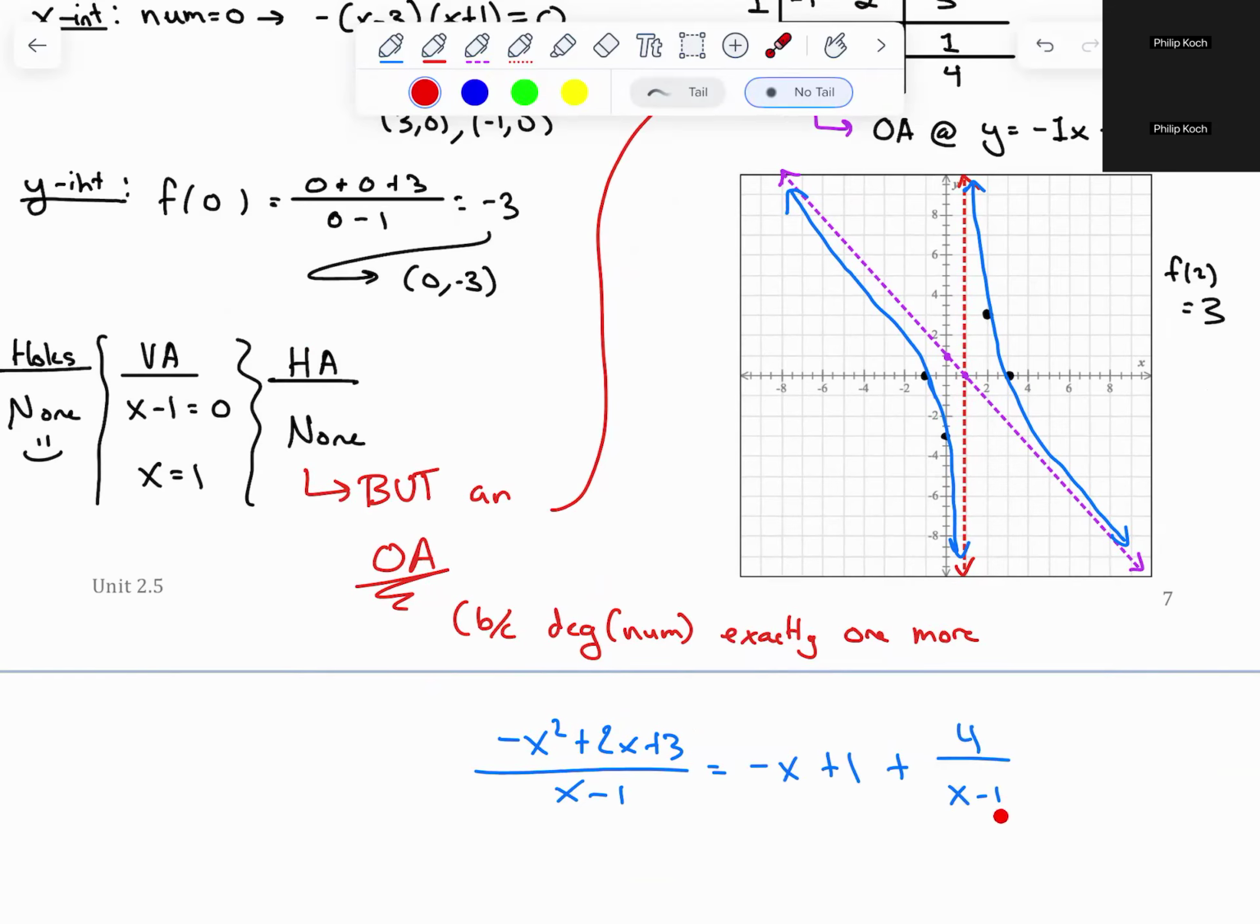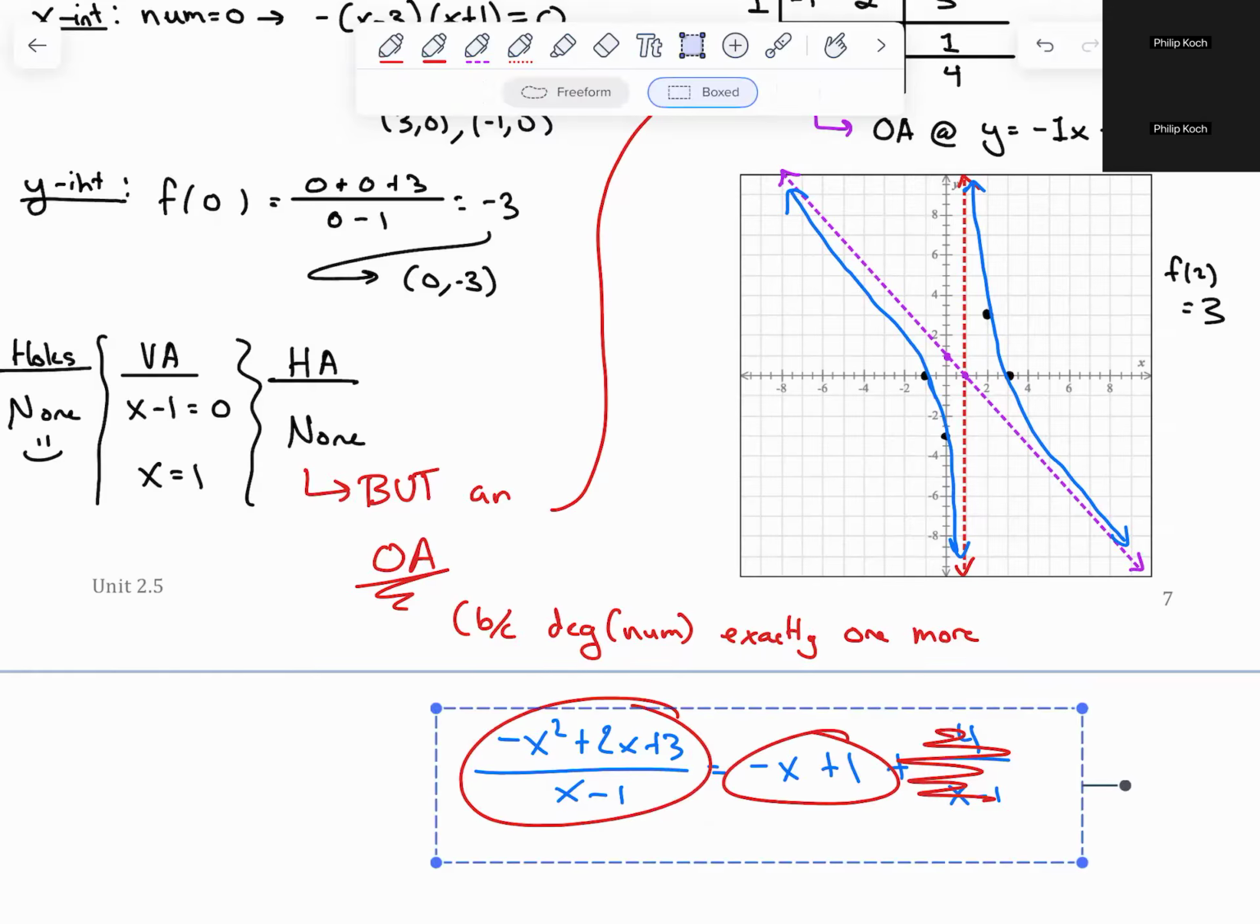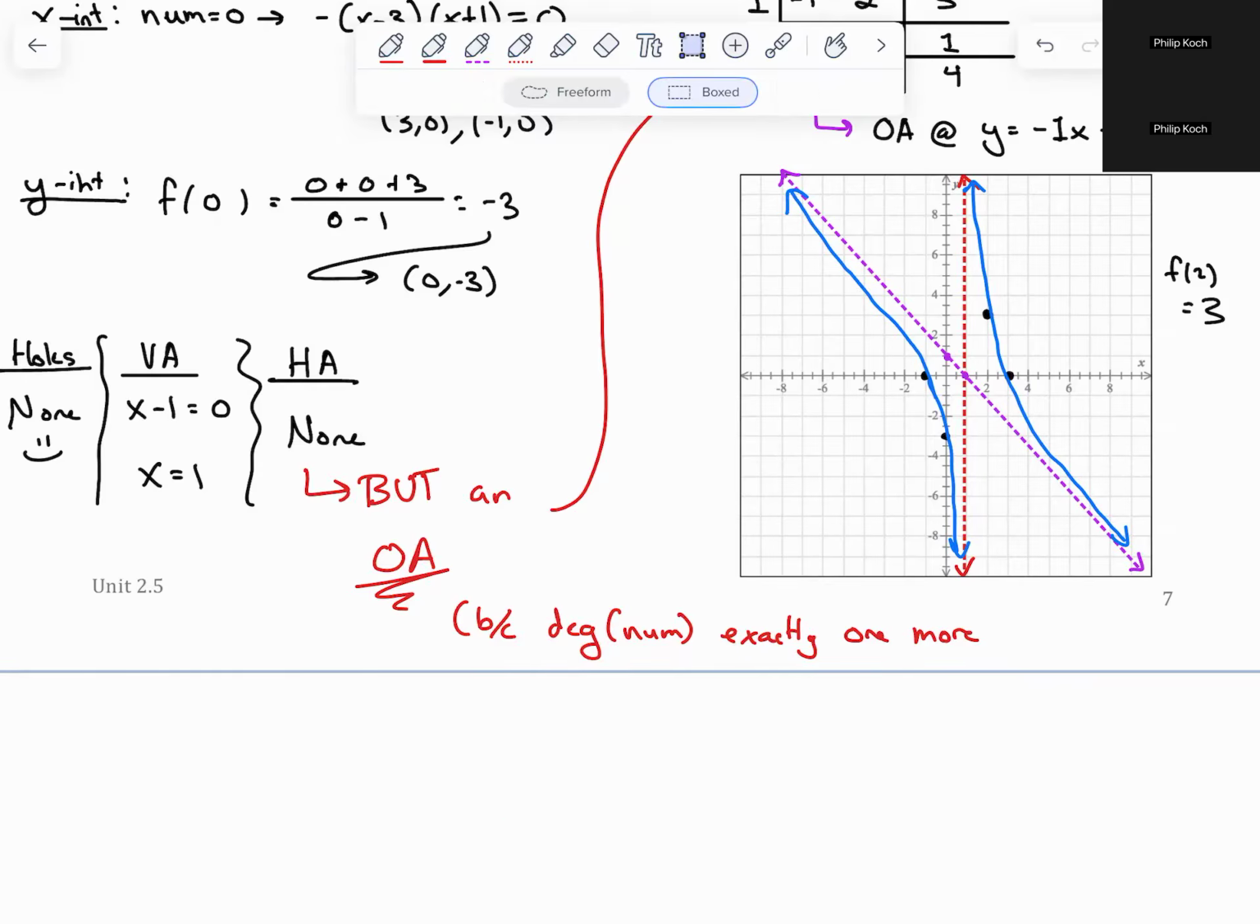Because if you plug in 5 billion, you're going to get 4 divided by 4,999,999,999. And that's basically zero. So when it comes to really large numbers, our function basically looks like negative x plus 1. That's where the remainder comes into play. But that's it. It doesn't do anything when it comes to graphing it. It's merely for understanding how a slant asymptote occurs. Great question.